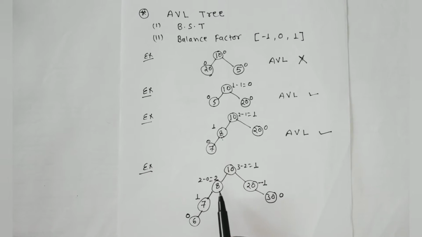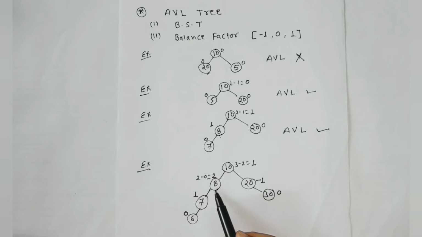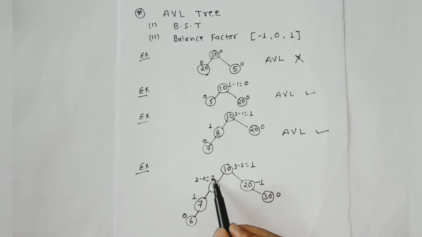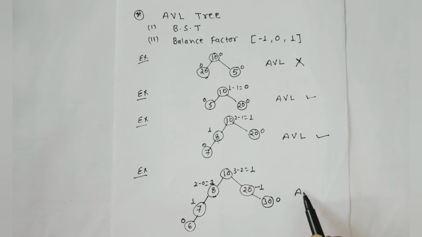So the balance factor of 8 is 2. So this is violating the second property because the balance factor is 2, which is not in the range of -1, 0 or 1. So it is not an AVL tree.